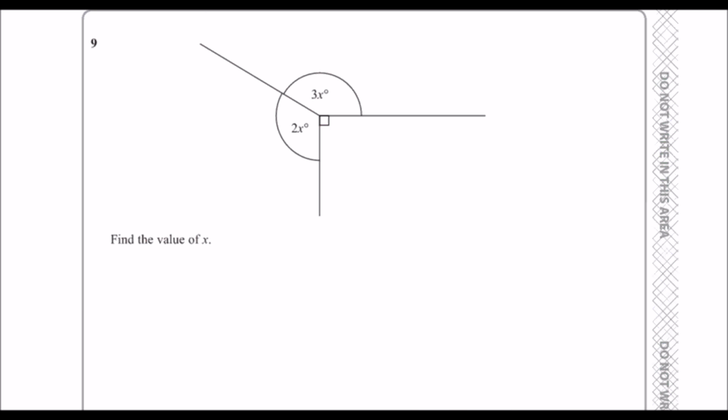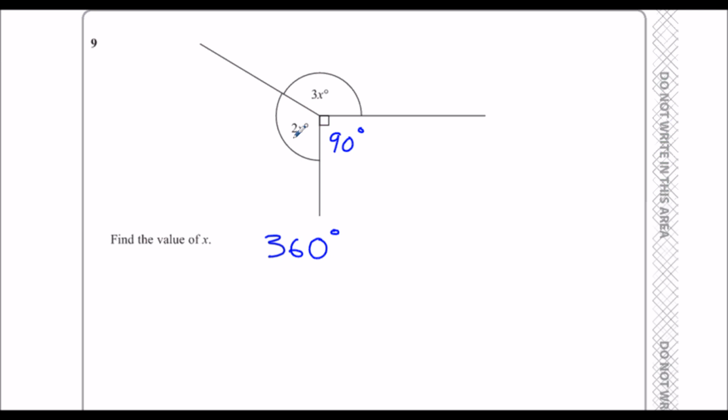Okay, question 9. Find the value of x. So we know all the angles around the point, all the angles in a circle, add up to 360 degrees. So it's all going to add up to 360 degrees. This square here means a right angle. It means 90 degrees. So this one is 90 degrees.